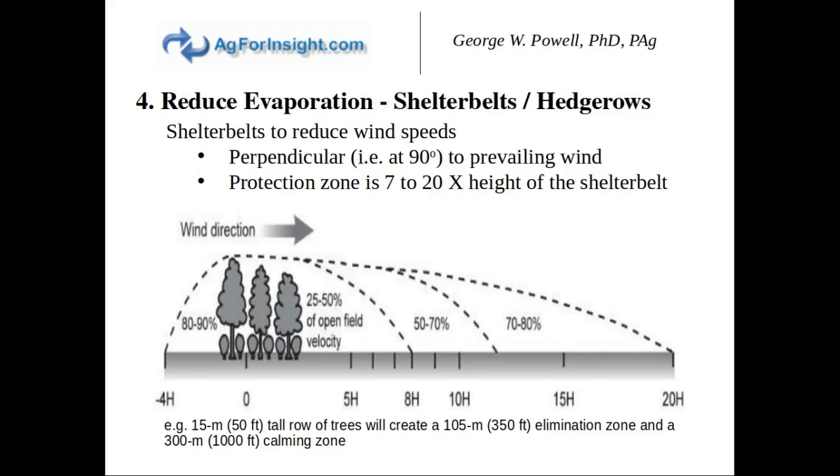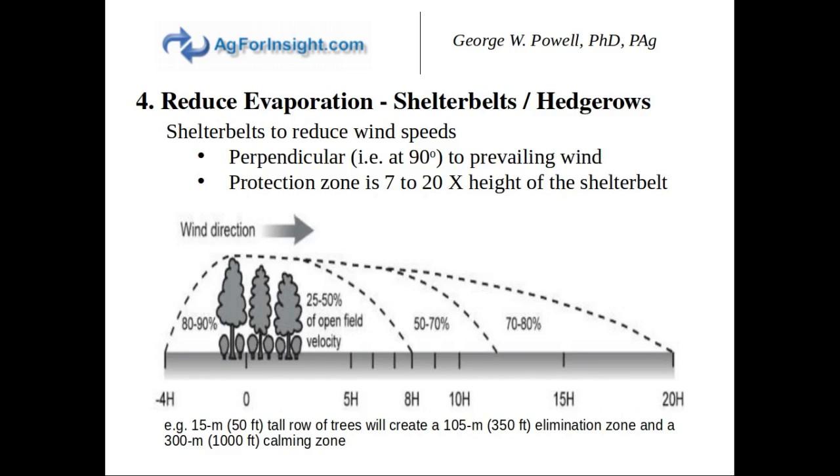So, a very common application of shelter belts is to reduce water losses from evaporation through reducing wind speeds. What you do is plant rows of trees and shrubs perpendicular to the prevailing wind, so that's at 90 degrees to the prevailing wind, and you create a protection zone of 7 to 20 times the height of the shelter belt. So the protection is relative to the height of the trees and shrubs.